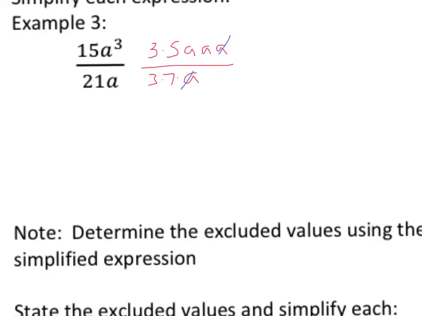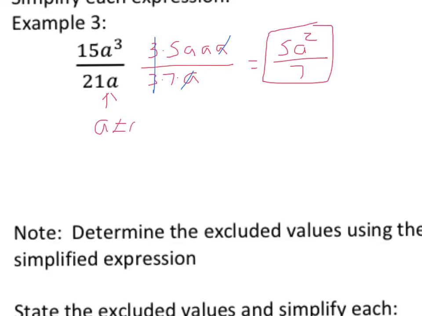A's cancel there, only one A in common. My 3's cancel, and we're left with 5A squared on top and 7 on the bottom. Now notice if we talk about excluded values, there's no A in the bottom of this new simplified fraction, but excluded values always come from the original statement. So in this case there was an A, so you have to say that A cannot equal 0, because that would cause the denominator to be 0 in the original equation.